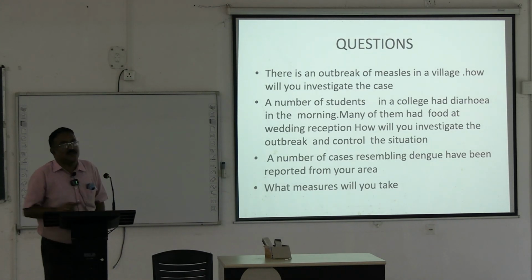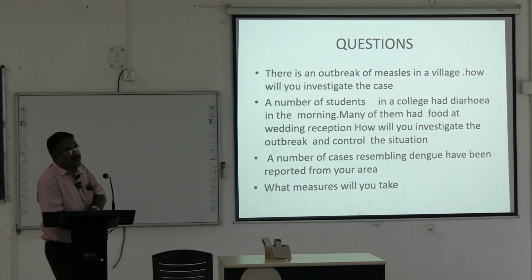So these are some questions which are asked in the university exam. There's an outbreak of measles in a village. How will you investigate the case? Based on what we talked about just now. Second one: a number of students in the college had diarrhea in the morning. Many of them had food at a wedding reception. How will you investigate the outbreak and control the situation? Then the third question: a number of cases resembling dengue have been reported from your area. What measures will you take? Okay.